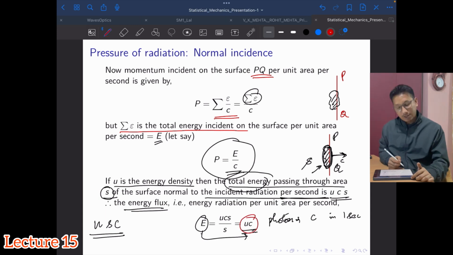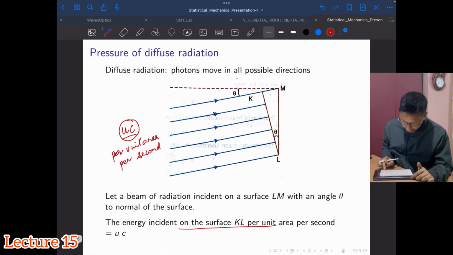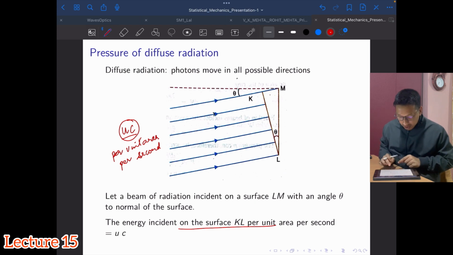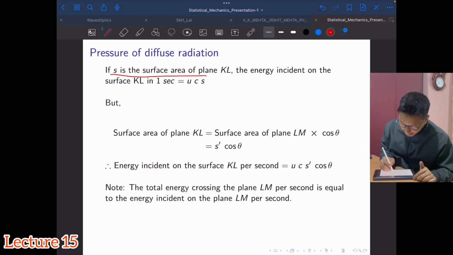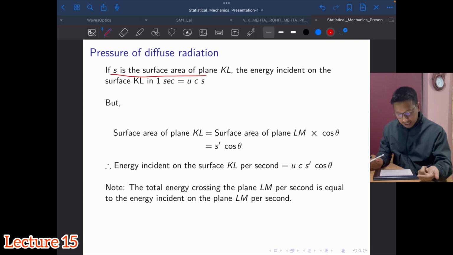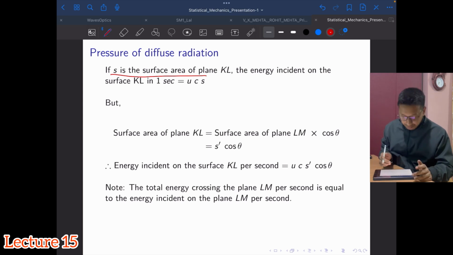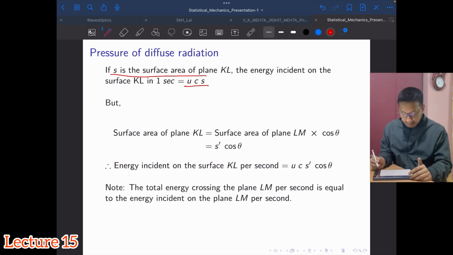So then the energy incident on a surface having area, let's say, S, will be how much? If S is the surface area of the plane KL, then the energy incident on the surface KL in 1 second will be, since per unit area it was UC, for surface area S, UCS, right?